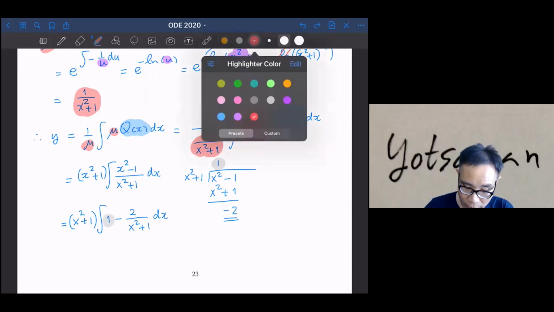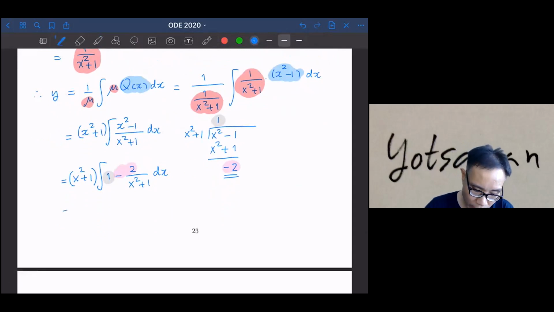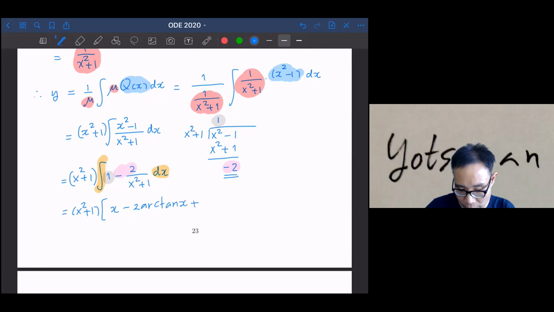Let's use another color, the pink one. So that is quotient plus remainder over x squared plus 1, and you would just integrate. You integrate 1, you get x. You integrate 2 over x squared plus 1, it's going to be 2 arctan x, plus c. Parentheses here, parentheses here, and that would give you y with arbitrary constant c.